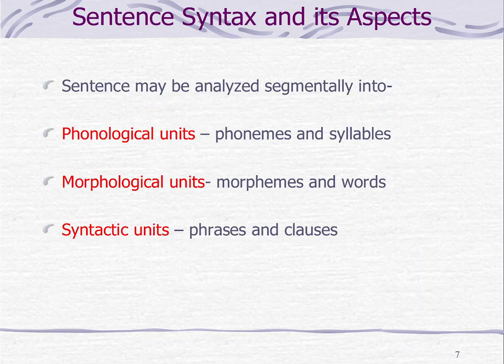Now, if we want to understand sentence, what are its aspects? A sentence may be analyzed segmentally into 3 units on the basis of sounds, phonological units that consist of phonemes and syllables, morphological units that can tell us about morphemes and words, and syntactic units that consist of phrases and clauses.